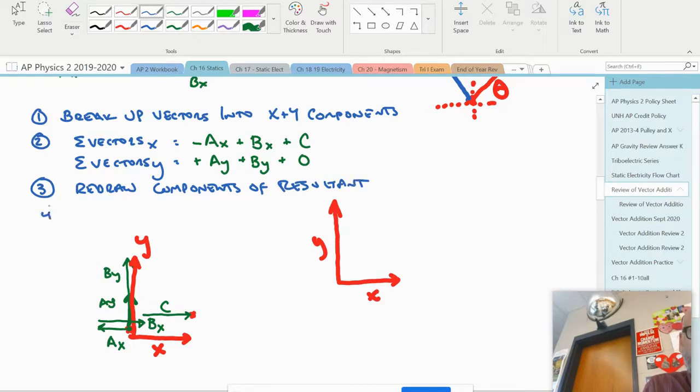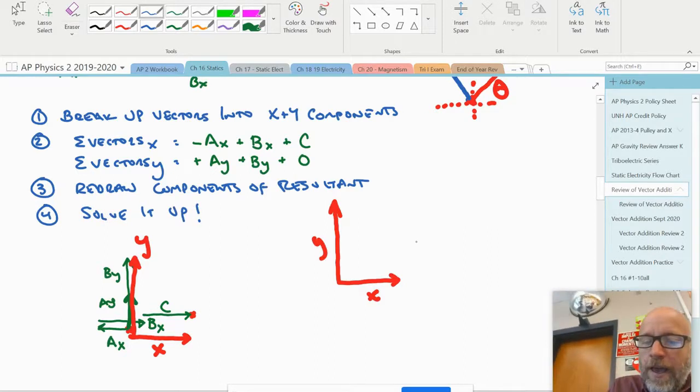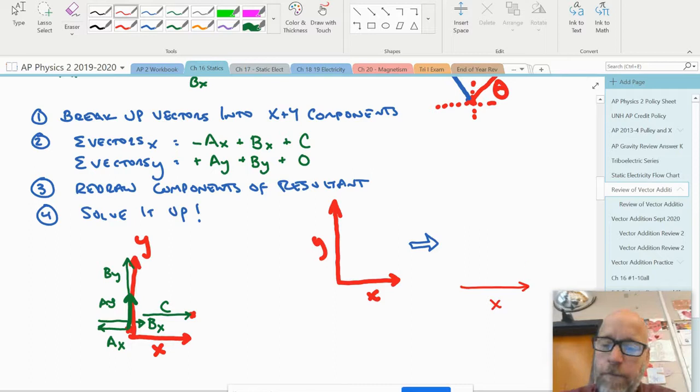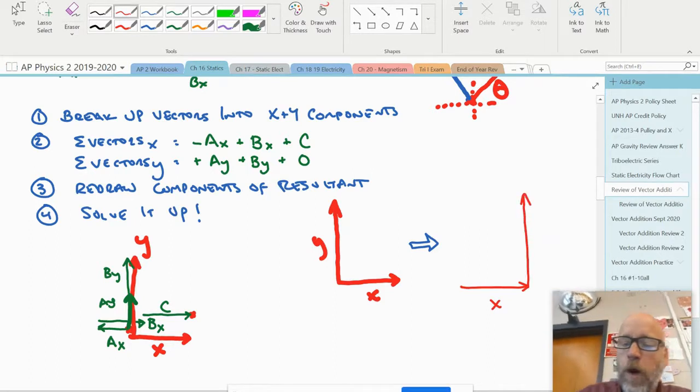And then number 4, solve it up. When I have that, I apologize for my handwriting. I haven't been out of practice here. If I were to add those tip to tail, I would have X and Y.